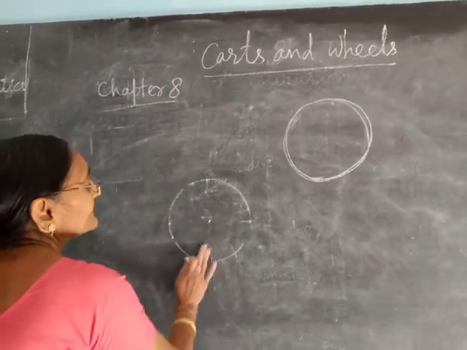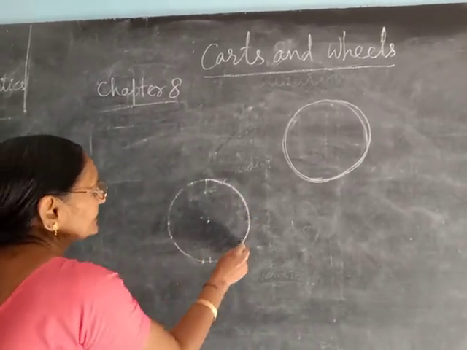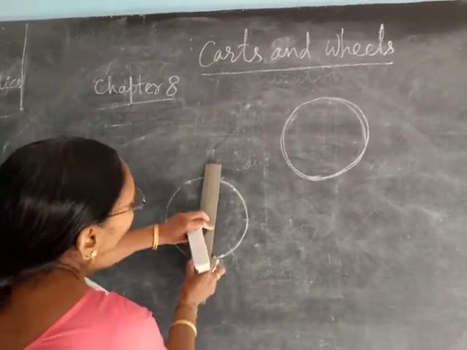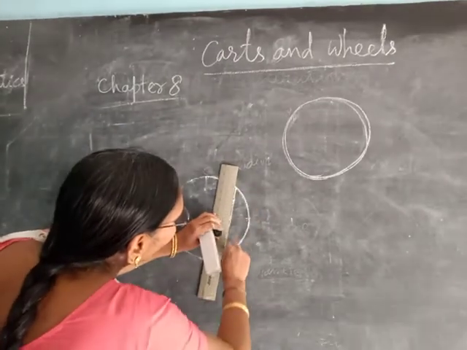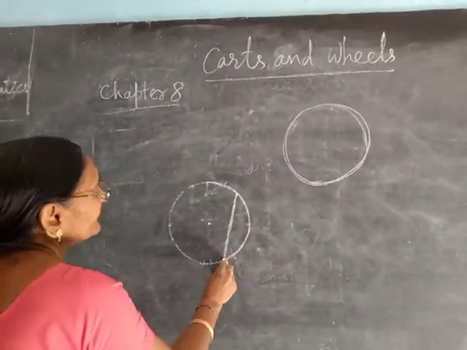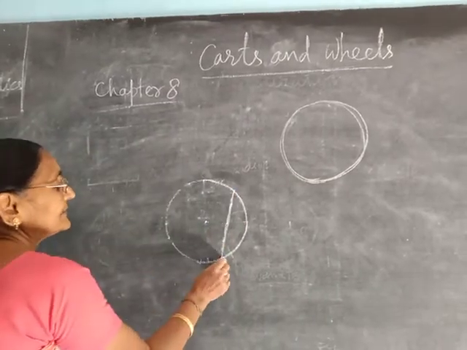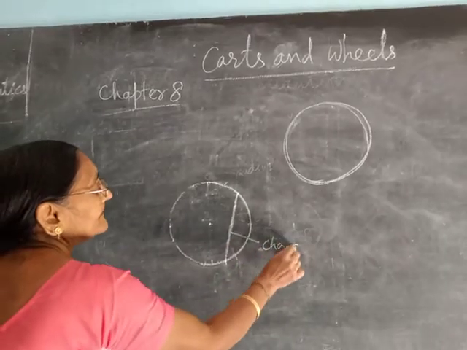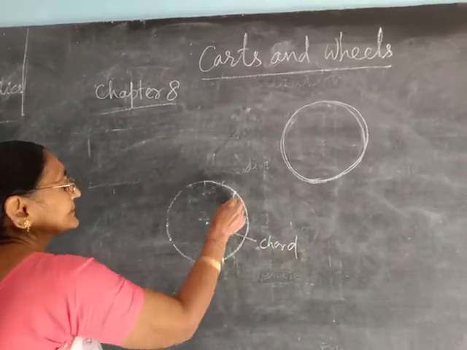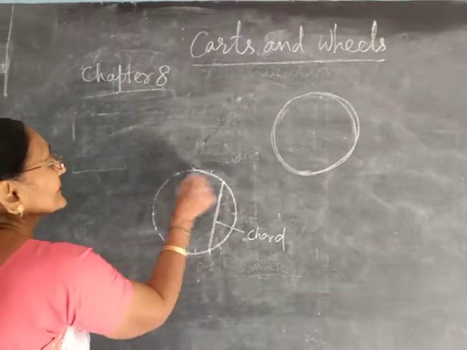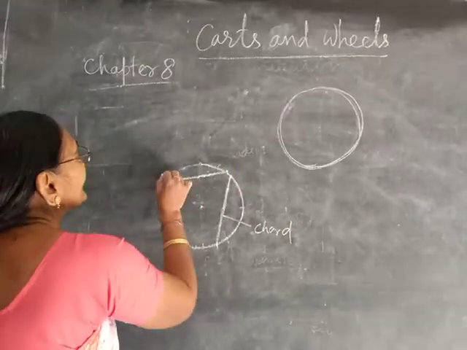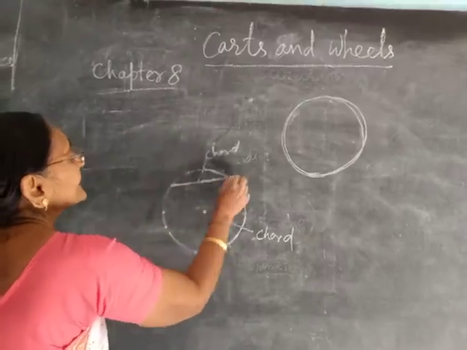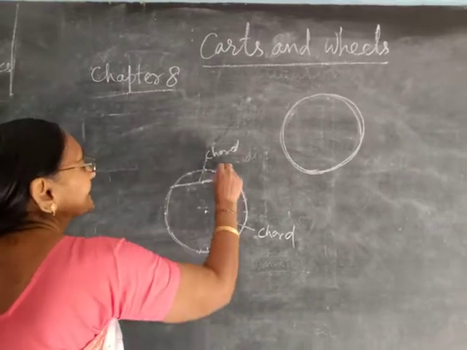Here, a line passes through any 2 points on the circle. Any 2 points on the circle, on any side, these 2 points are there. This line segment is called a chord. It is not going through the center. It is anywhere. Suppose here is another one, it is also a chord. Only the 2 end points are on the circle.